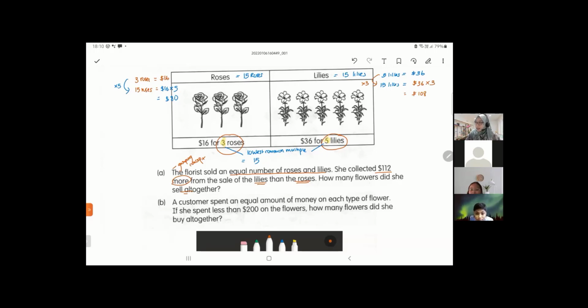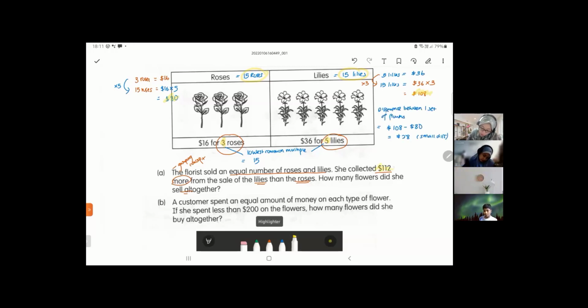Now let's find the difference between one set of flowers, which means this and this. One set of flowers means 15 roses and 15 lilies. That's one set. So let's find the difference between one set of flowers, which will be $108 minus $80, which is $28. Then let's find the number of sets. This is the difference, what we call the small difference.